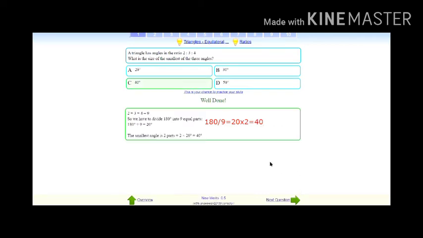180 divided by 9. First you will do like this, right? Because the total parts are 12. No, not 12, it's 20, right? 20 multiplied by 2. Yeah, I'm solving it. 20 times 2 equals 40. Yeah, 40. So we click this one. Like this you will do. So it's 40. The next one.